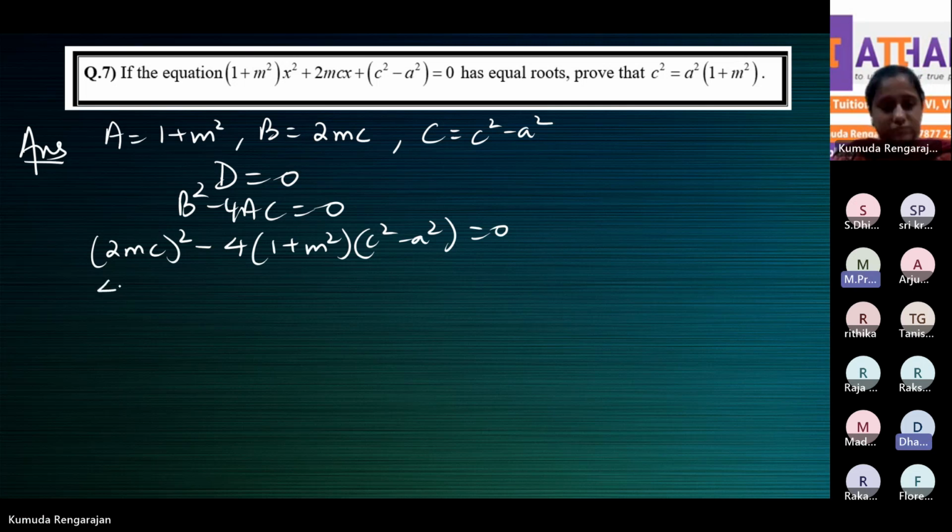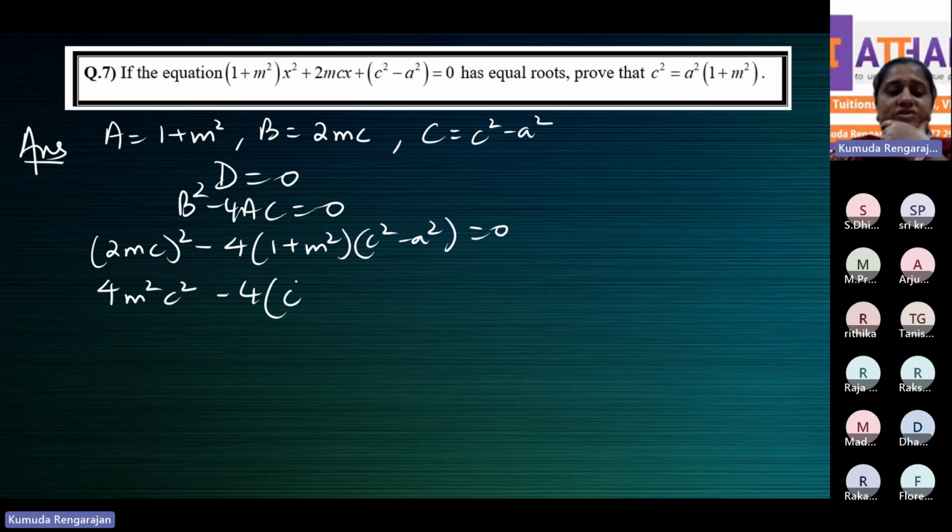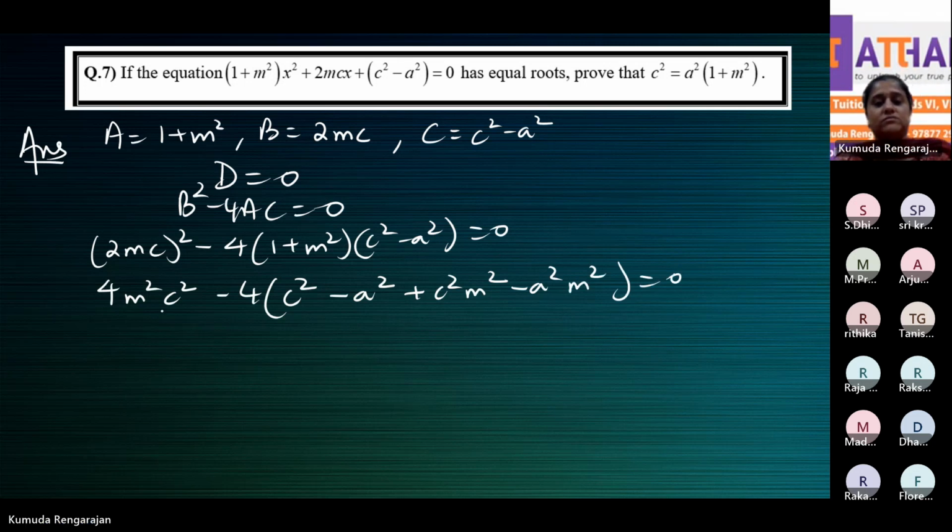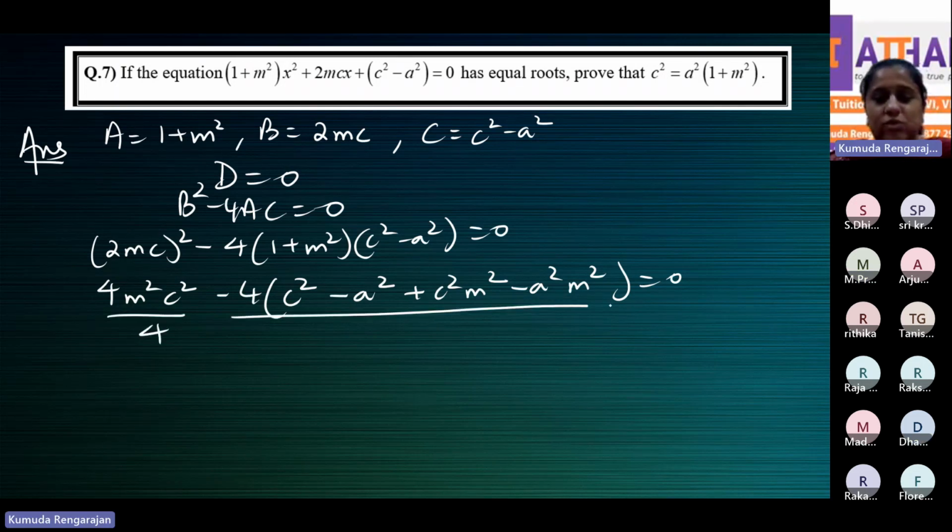4 m square C square minus 4 into 1 plus m square into C square minus A square. So 1 into C square is C square. 1 into minus A square is minus A square. M square into C square is C square M square and minus A square M square. Okay, after this, divide by 4. Very good.